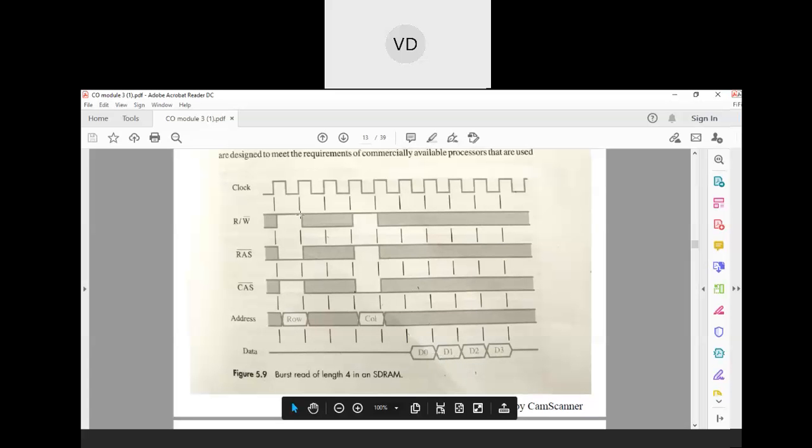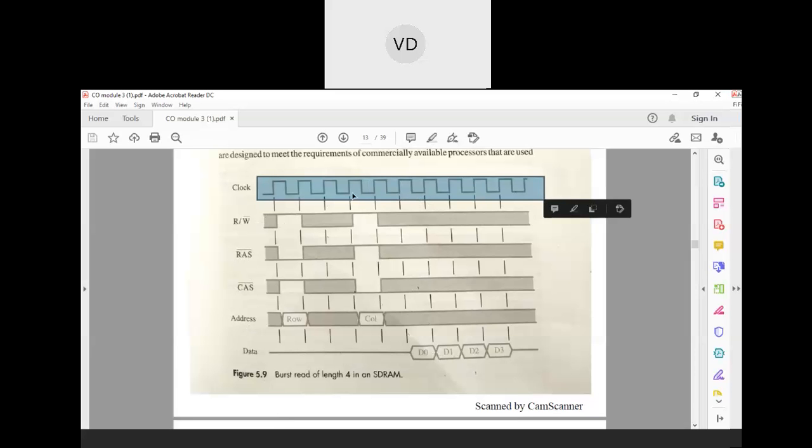Now you can see the read/write signal, RAS signal, CAS, address and data, all of them are working under the same common clock signal here. So they are called synchronous dynamic RAMs, which means all of them work under the control of a single clock signal. After transferring all the data, the row address and column address will be taken off.